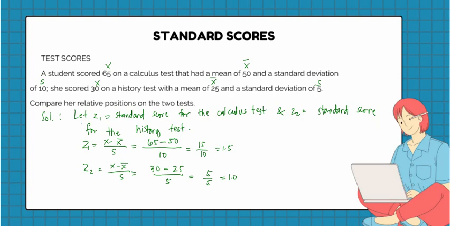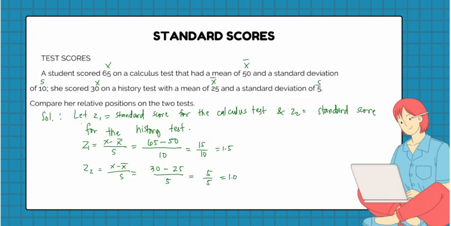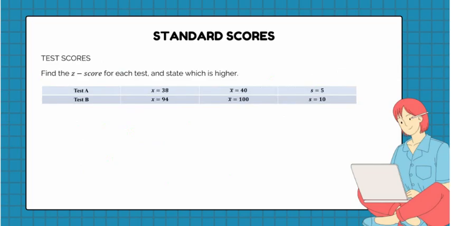Okay? And then also, we have another example. Find the z-score for each test and state also which is higher. So you will do the same thing, test A and then test B. I would like to give this as a practice to you since it's the same scenario as this. You just have to compare their scores. Okay?